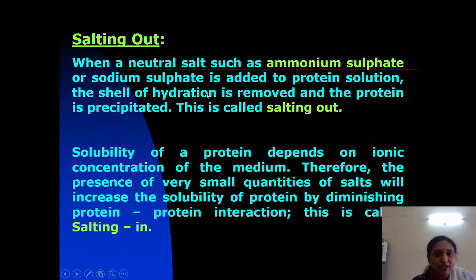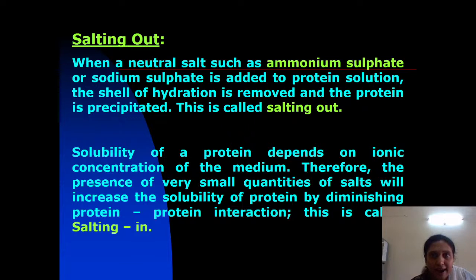Precipitation by the salts, how the salts act as precipitating agents. Generally a neutral salt like ammonium sulfate or sodium sulfate, when we add it to the protein solution, decreases the shell of hydration and the protein is precipitated. So this is known as salting out. Now we are discussing how neutral salts like ammonium sulfate and sodium sulfate act as the precipitating agent.